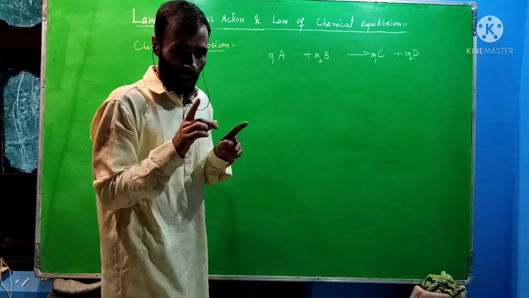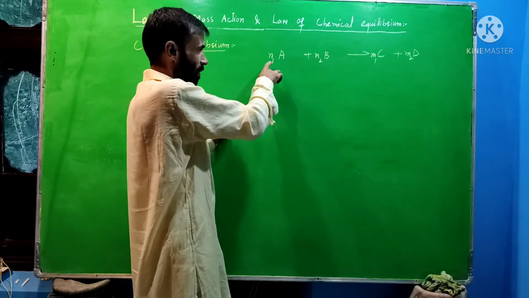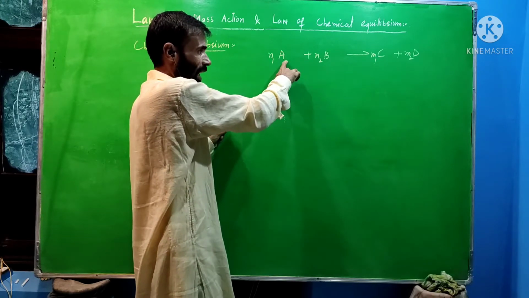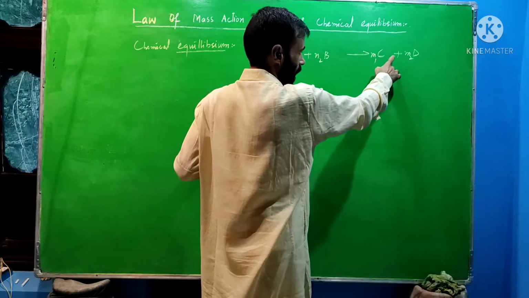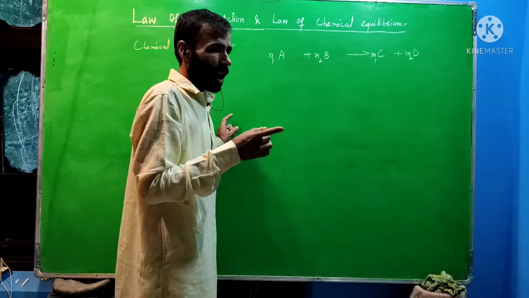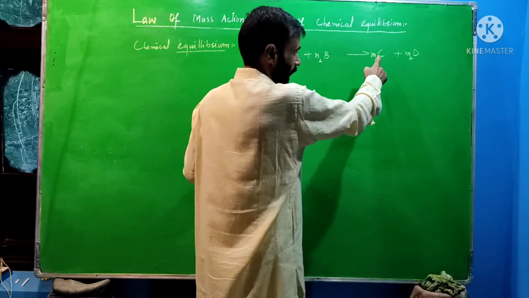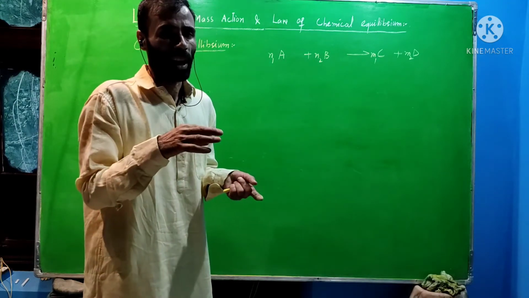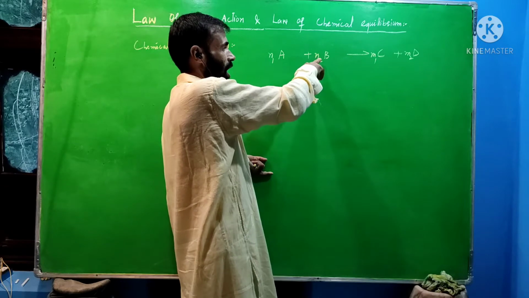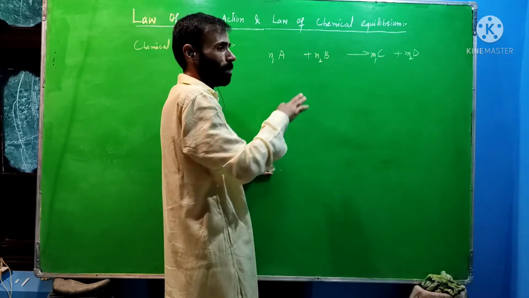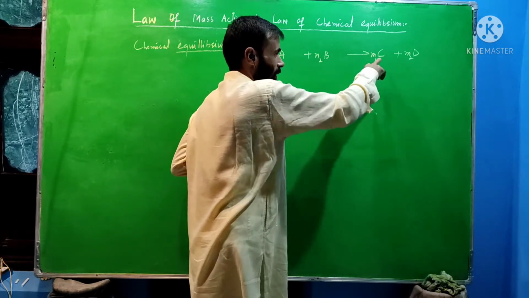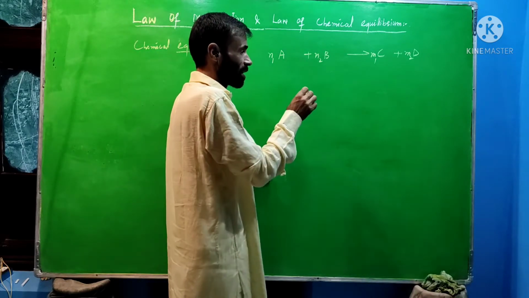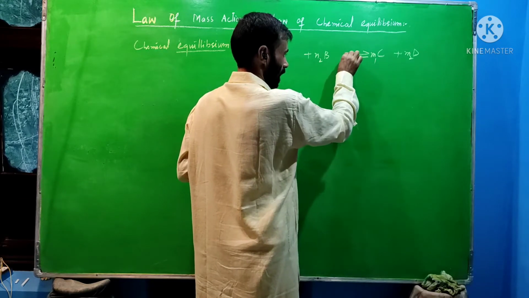If this reaction is reversible, it means that first, when we mix these two reactants, they combine with each other, leading to the formation of the products C and D. After some time, when their concentration increases, they start to react with each other again, leading to the formation of A and B. Means these products react with each other, leading to the formation of these reactants. Such a reaction we call a reversible reaction.